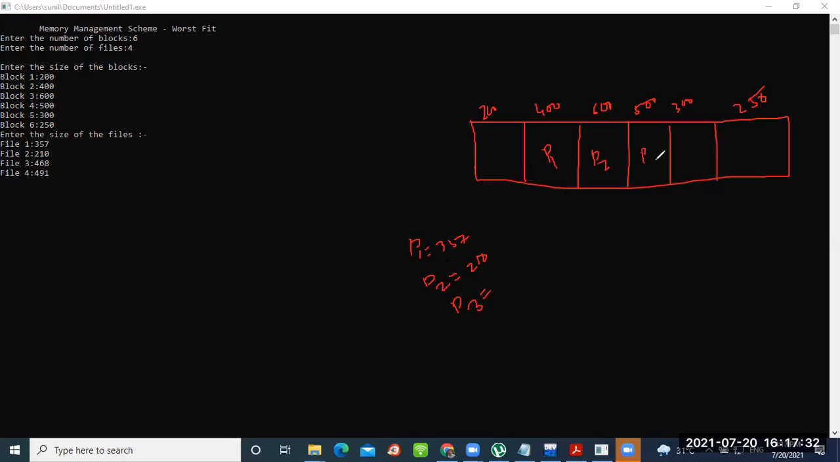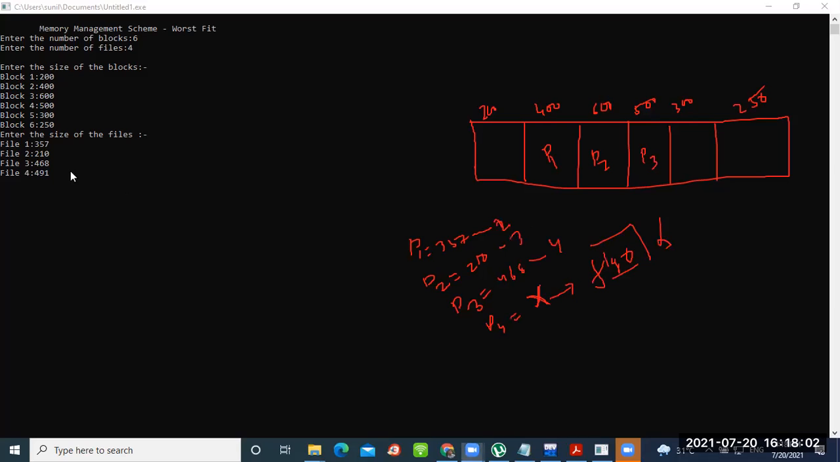And finally process P4. Which block? Sir, actually P4 is not assigned. It is not assigned to anything. Okay, P4 is not assigned. That means the flag value will be 0. So P1 is assigned to the second block, P2 is assigned to the third block, P3 is assigned to the fourth block, and P4 is not assigned to anything.